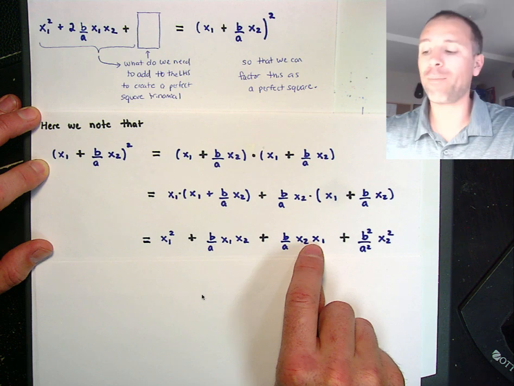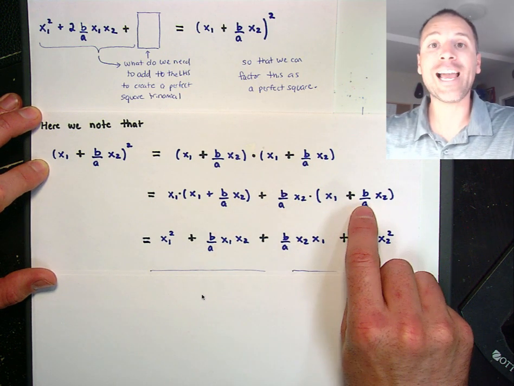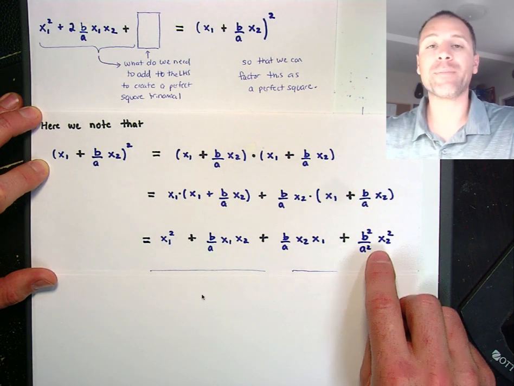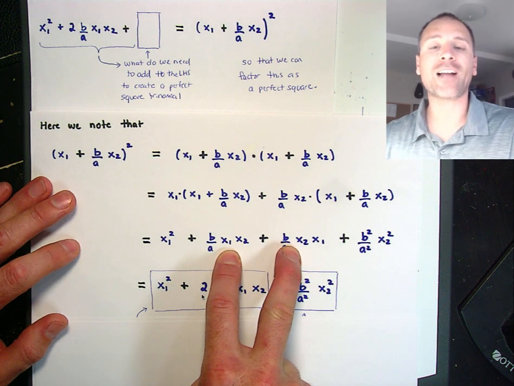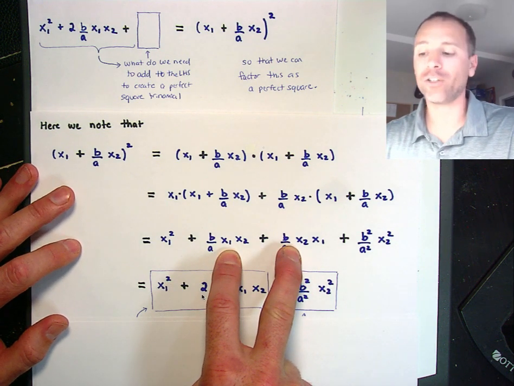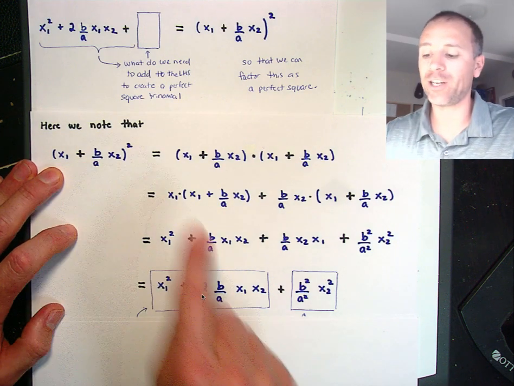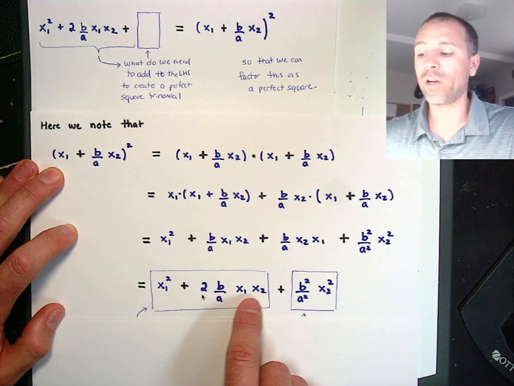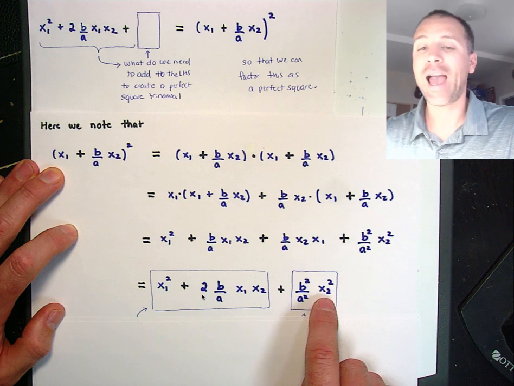We got this in that place. And then finally, we have something like b over a x2 times b over a x2. That's b squared over a squared times x2 squared. Notice that the two center terms actually have identical factors. So in particular, when I look at this pure square term, it's going to be x1 squared plus 2 b over a x1 x2 plus b squared over a squared x2 squared.